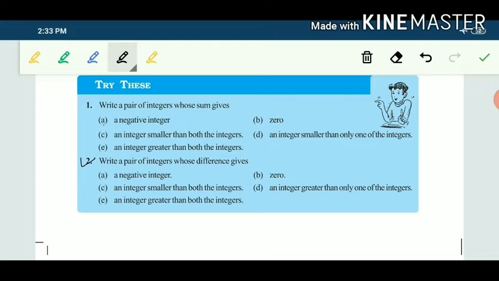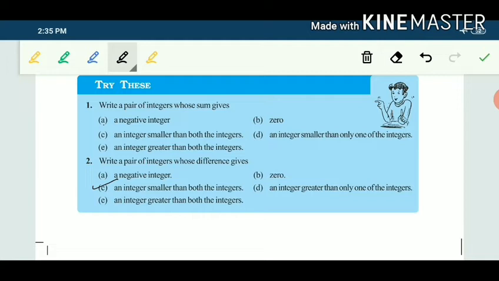Second, try this. Write the pair of integers. Again a pair we have to write, but this time we have to find their difference. A part is whose difference should be a negative integer. Take any two integers. Minus 5. Now their difference, so take a minus sign and take any other positive integer, that is 2. So minus minus becomes plus, so its answer is minus 7, that is a negative integer. B part. Two integers whose difference should be 0. So 5 minus 5 is equal to 0.